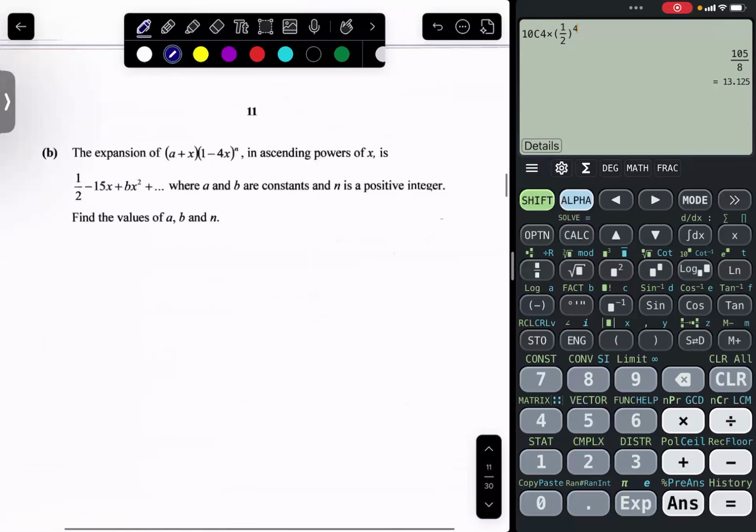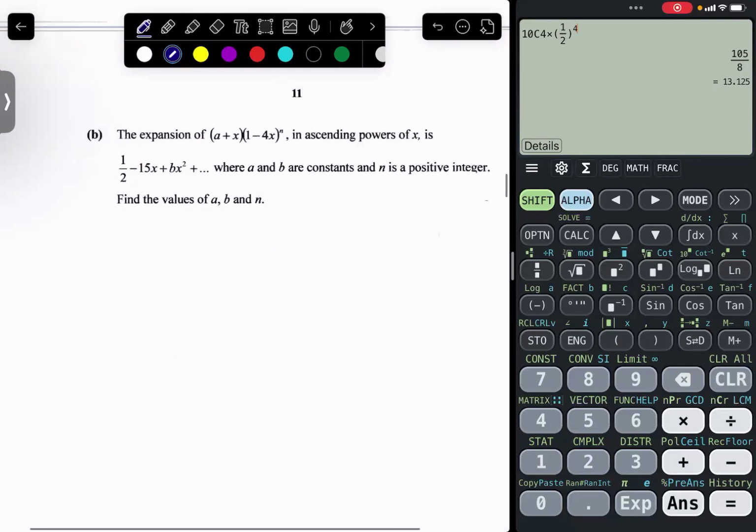B. The expansion of (a + x)(1 − 4x)^n in ascending powers of x is 1/2 − 15x + bx², where a and b are constants and n is a positive integer. Find the values of a, b, and n.